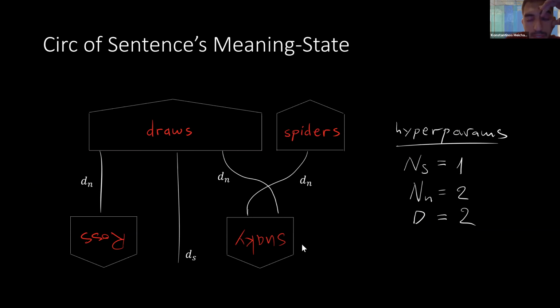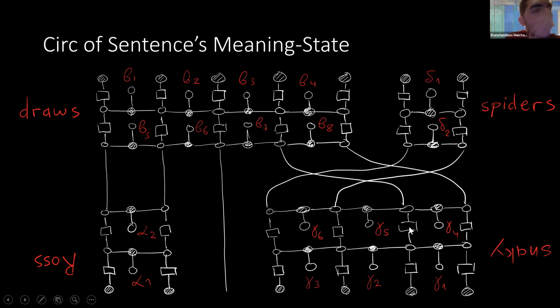So this is the reshaped circuit of a sentence: Ross draws snaky spiders. The hyperparameters are set here so that I'm giving 1 qubit to the sentence space, 2 qubits for each noun wire, and D, which is the depth of the IQP Ansatz, is 2. So I have 2 layers for every word. So draws has 1, 2, 3, 4, 5 legs, and it gets 10 parameters.